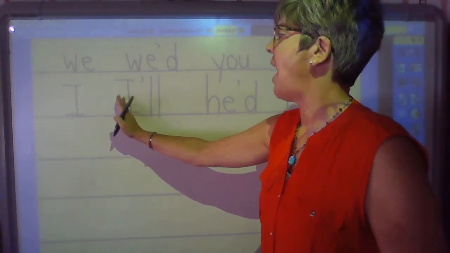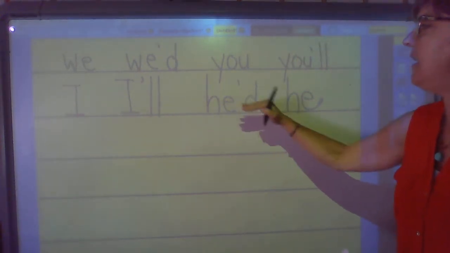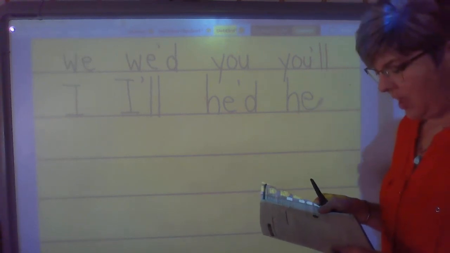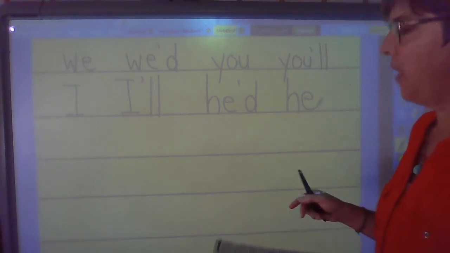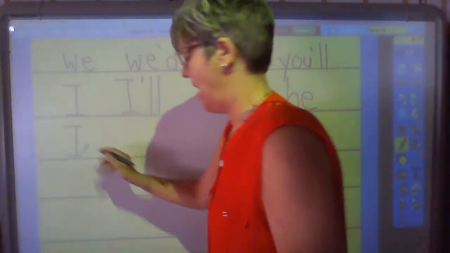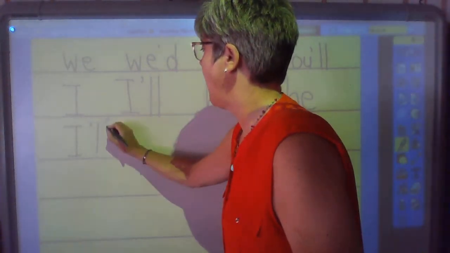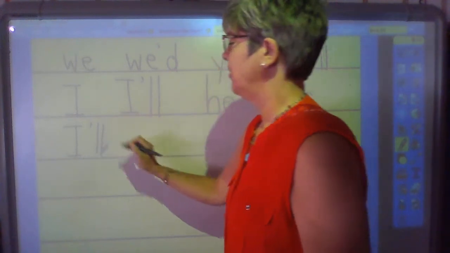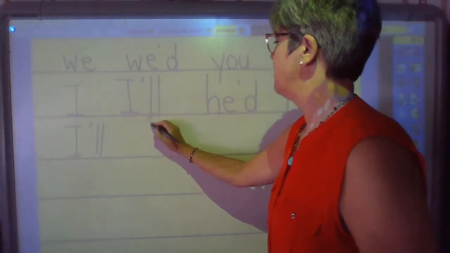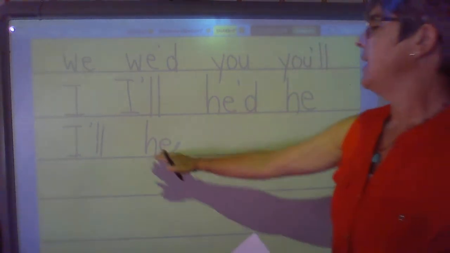I'll. This means I will. He'd. This means he would. And he'll. Okay, line 3. We're actually going to repeat that word. Sound, I, blend and hold. I'll. Remember, this is a contraction for I will. Sound, he. Sound, e. Blend and hold.